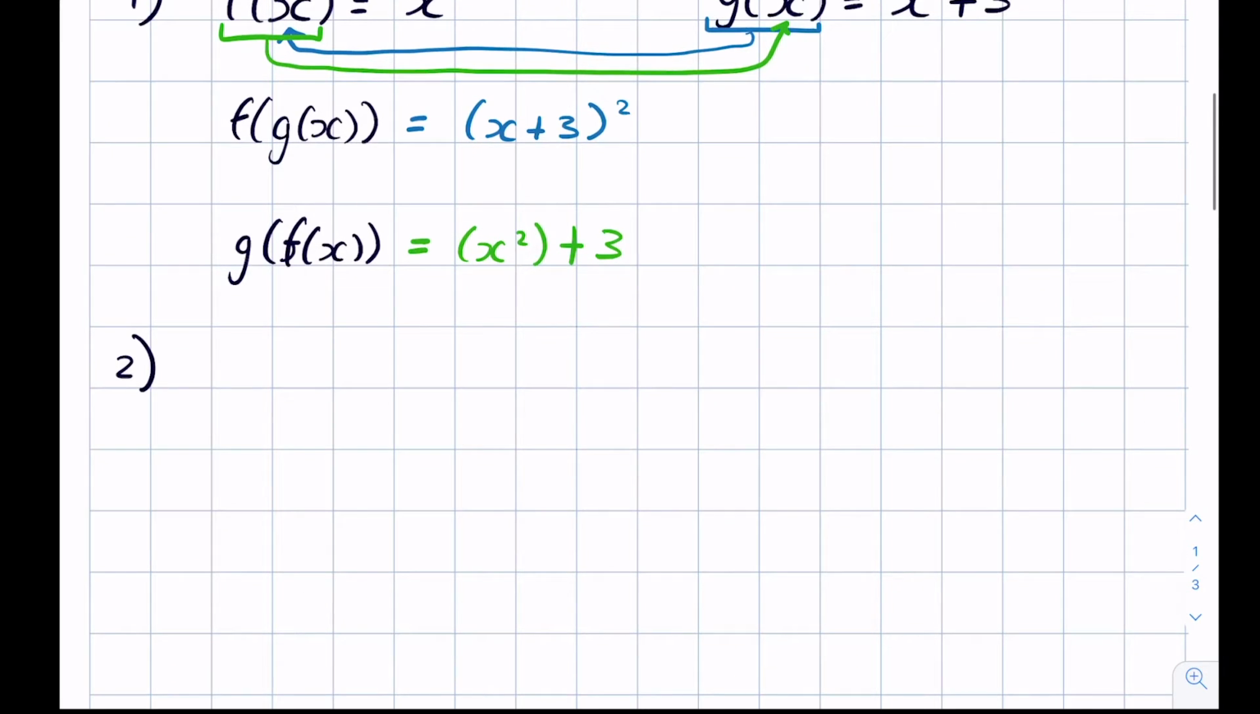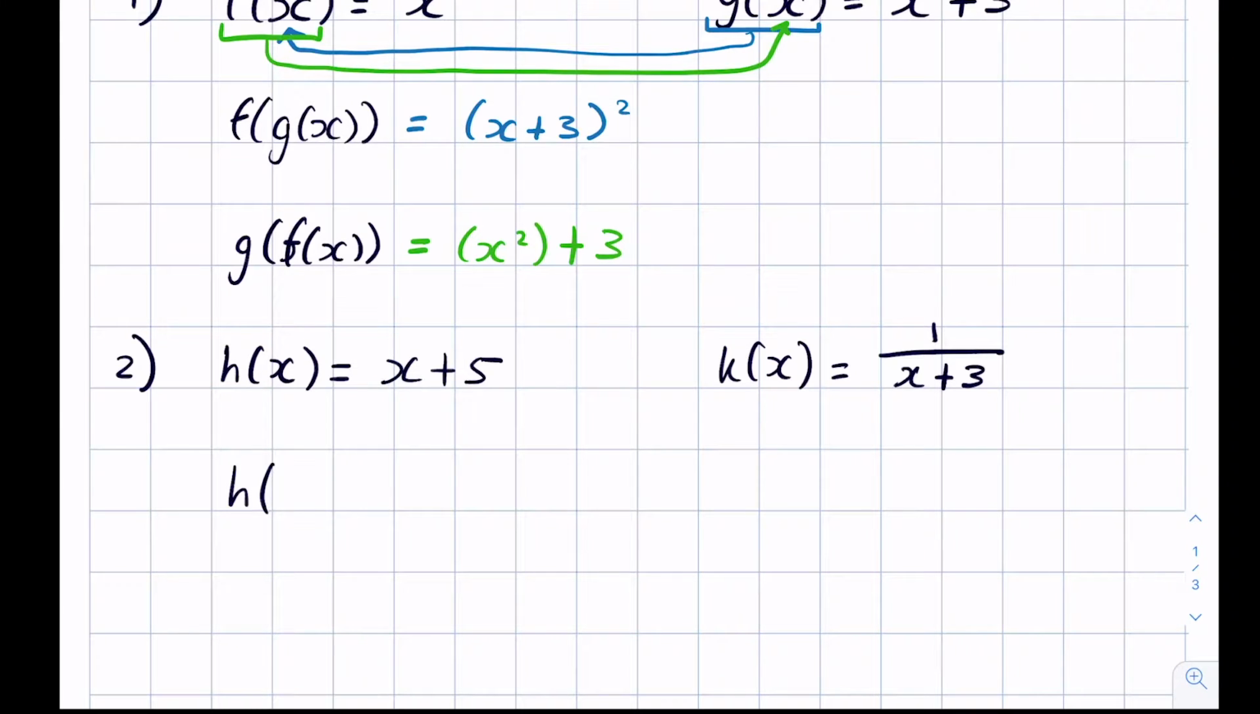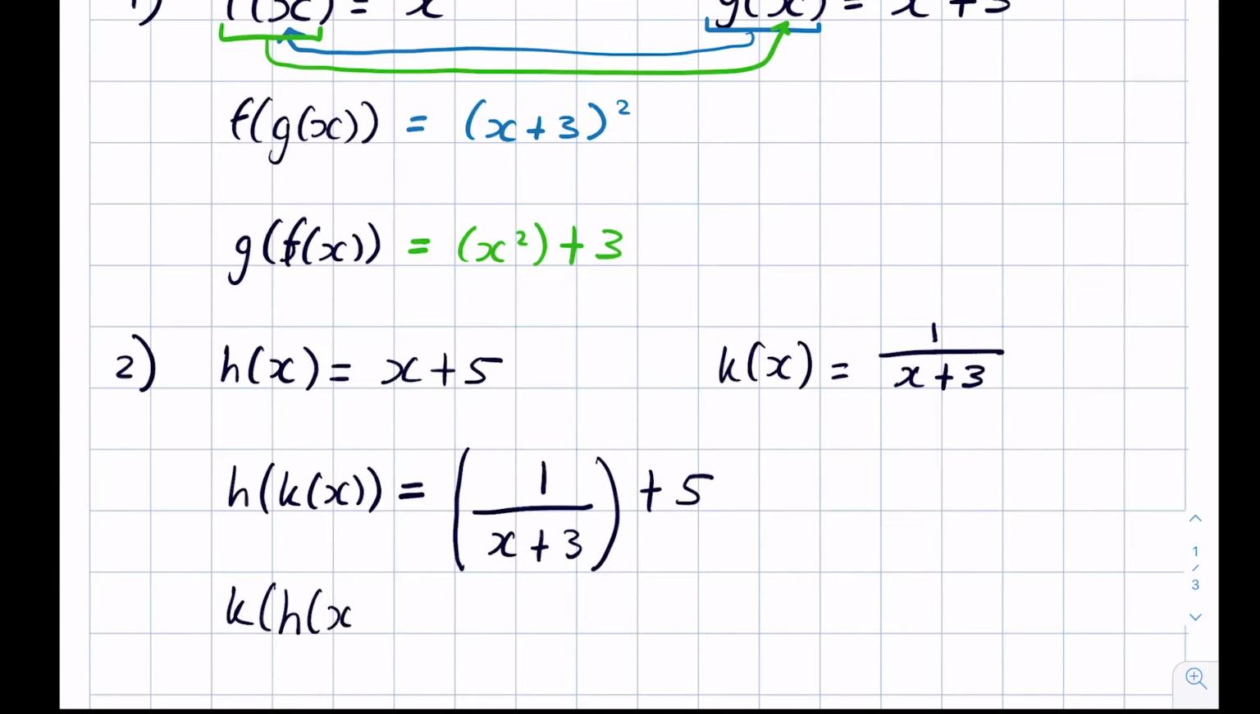So that's example 1, and now let's try example 2, where h(x) = x + 5 and k(x) = 1 over x + 3. If we're looking for h(k(x)), k(x) is the input that goes into h(x). So we get 1 over x + 3 going into the x value, plus 5. And alternatively, k(h(x)) is 1 over (x + 5) + 3.